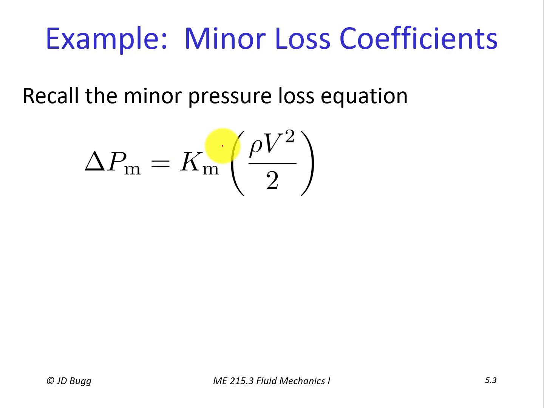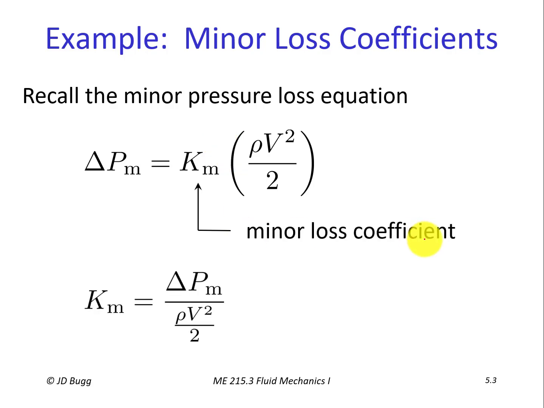Now, the thing we need to realize is that minor loss coefficient is basically a dimensionless number. Remember when we were using them, we said they had no units. Well, it is a dimensionless number. So a minor loss coefficient is really a dimensionless pressure drop. So we can rearrange this equation, and the minor loss coefficient is the pressure drop due to the minor loss divided by rho v squared over 2. And of course, the numerator and the denominator have the same units.